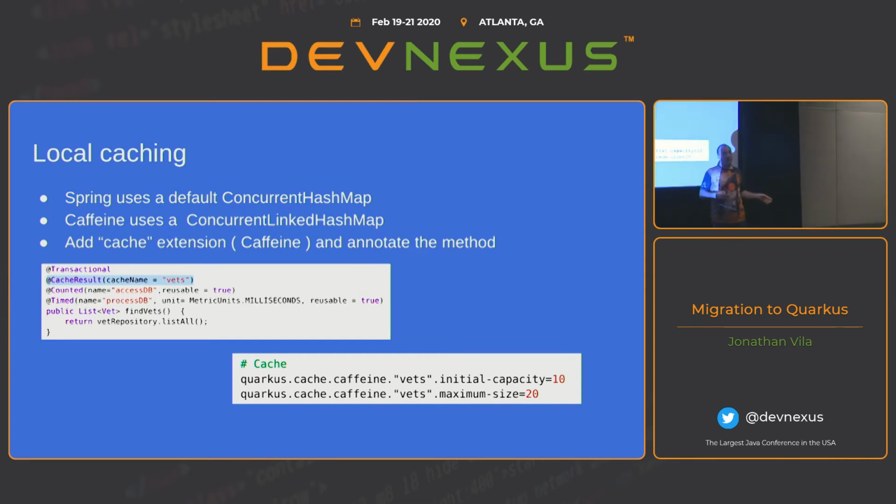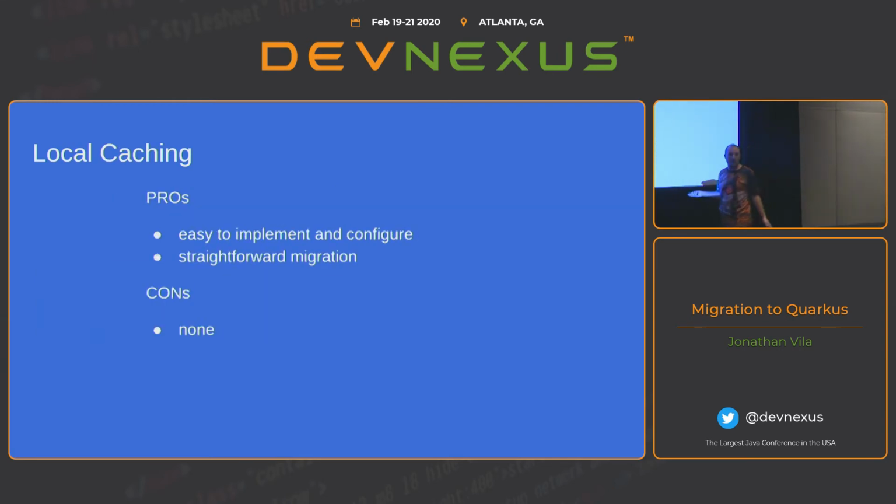With local caching, recently Quarkus also added an extension that will add Caffeine in order to cache results of your methods. And then it's very easy also. It's simply adding the annotation CacheResult, the name of your cache, and that's it. It will cache all the results of that method. And then you configure in the properties the initial capacity and the maximum size for each cache. Okay? I haven't found anything hard or any cons here.